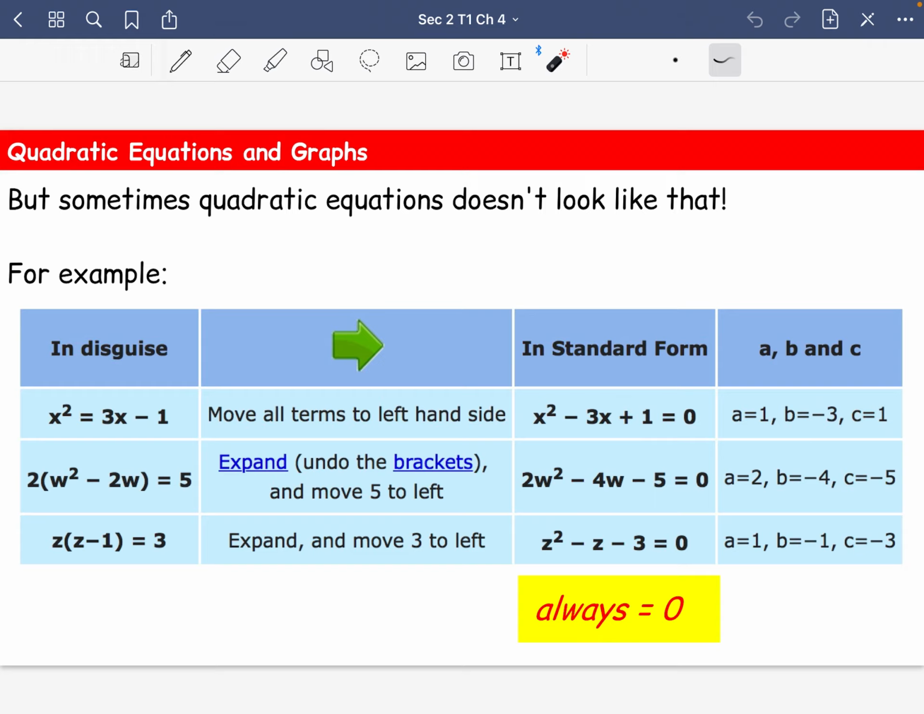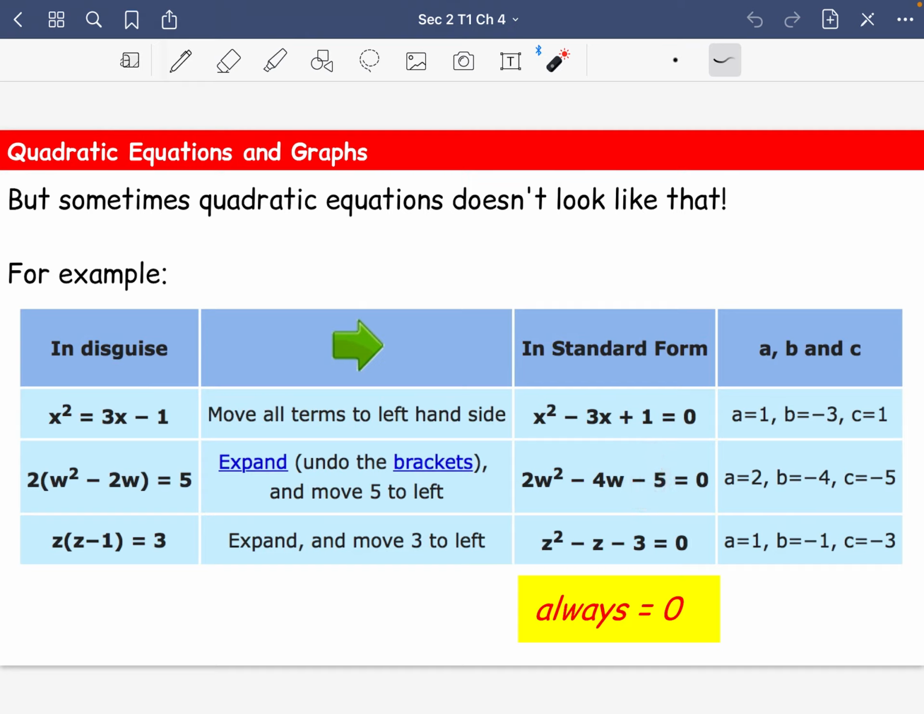And then let's have another one. Let's have 2 times w squared minus 2w equals 5. How do we change this to the standard form? We just expand by distributing 2 to both terms, I mean w squared and minus 2w. That's why it becomes 2w squared minus 4w minus 5. So your a is equal to 2, b is equal to negative 4, and c is negative 5.